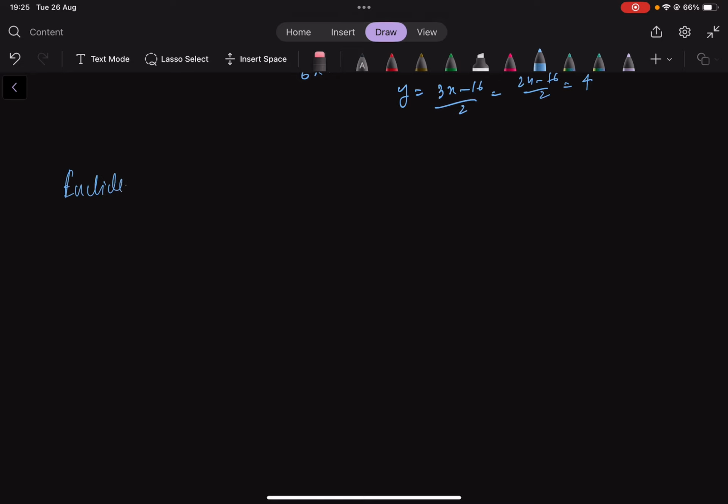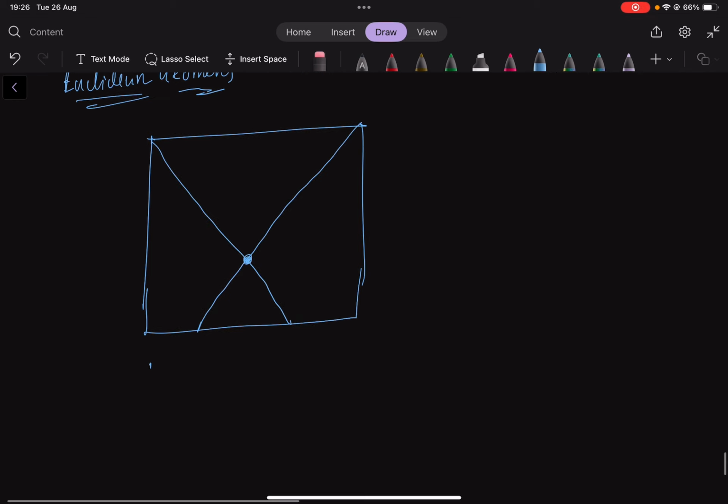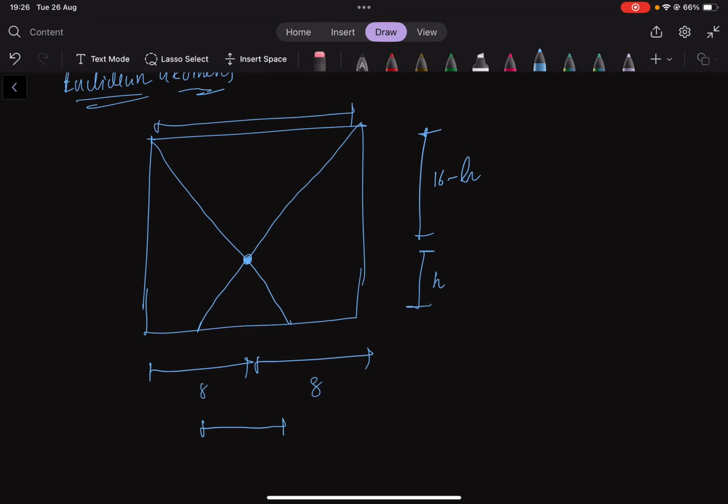If we have to do the same thing using Euclidean geometry, we have the square, and we can see there is symmetry involved here. So we can straight away say this will be 8, but the height is the question. Let's assume this is height h, and this will be of height 16 minus h. Now these two are similar triangles, and we know the total length and the side lengths. Until here it is 8, until here it is 16 by 3, and 16 by 3 plus 8 by 3 will be the length here.